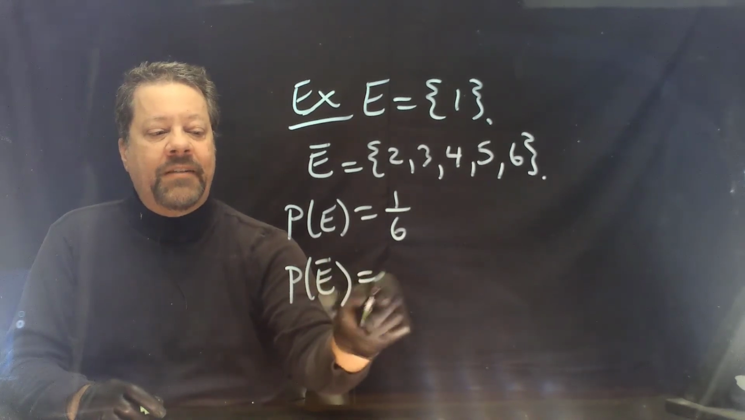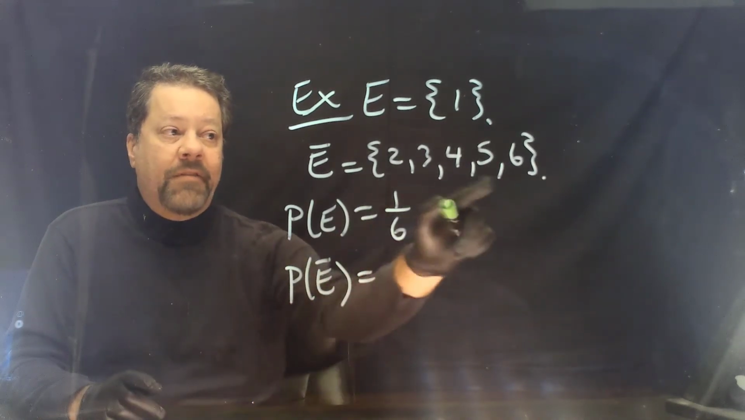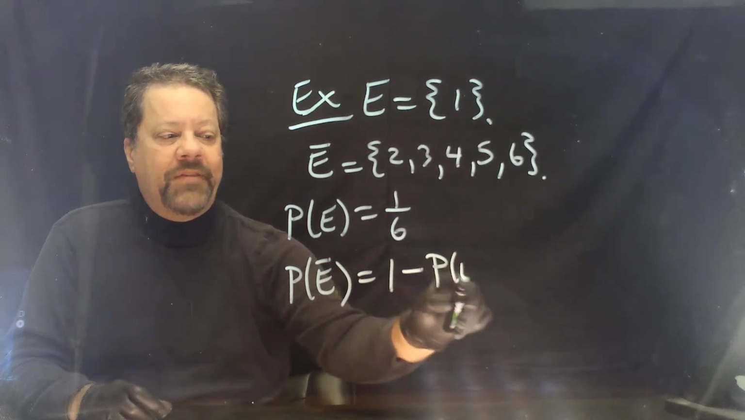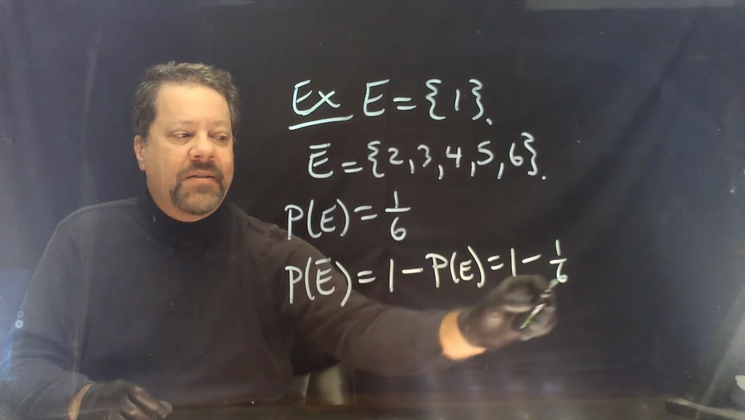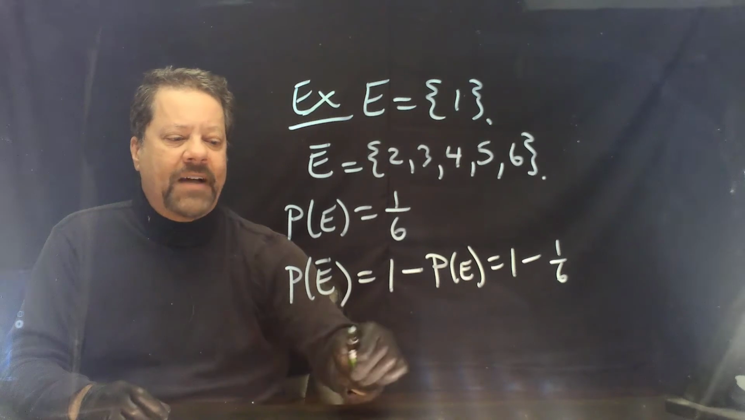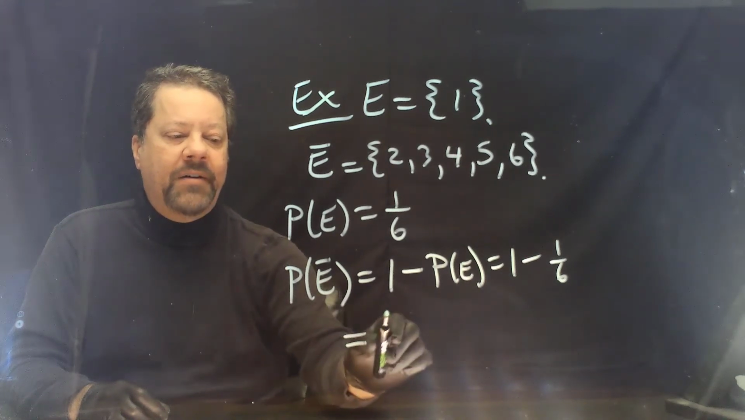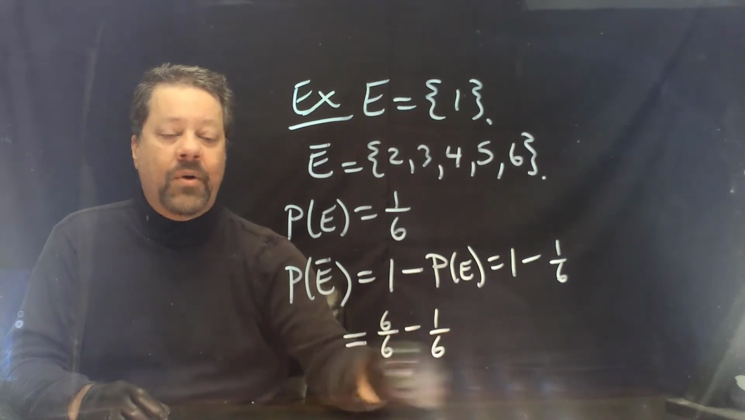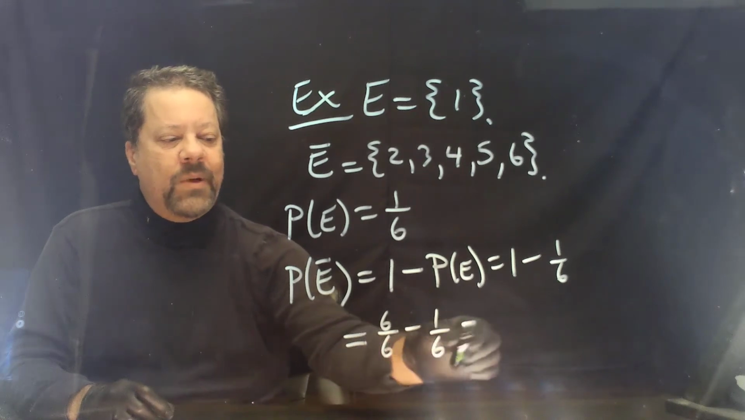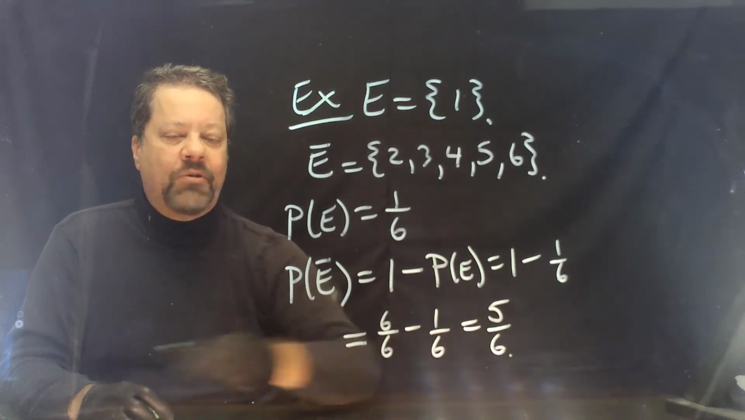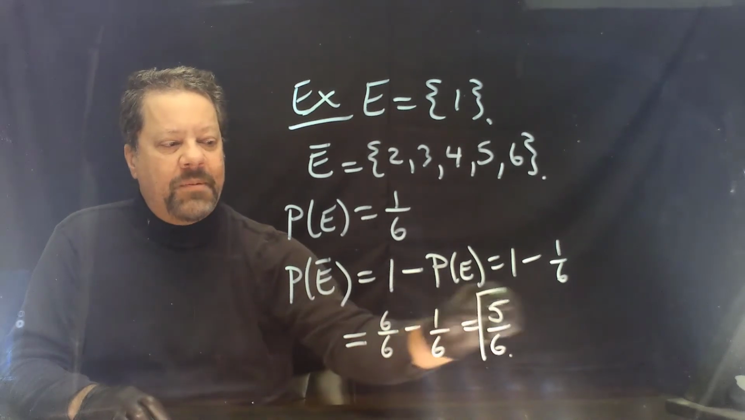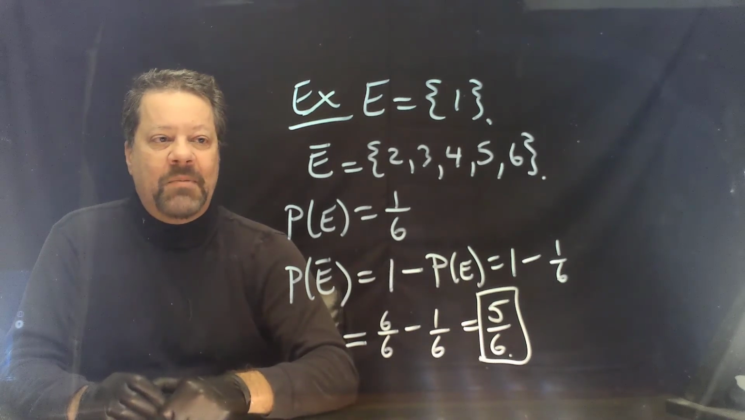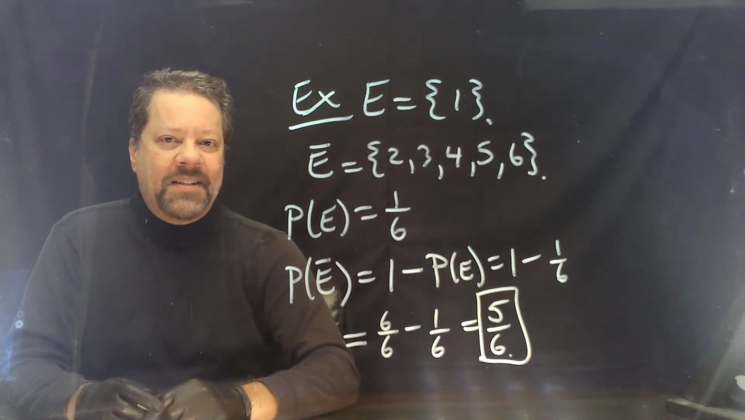What's the probability of E bar? Well, clearly it's going to be 5 out of 6. But we can calculate it this way as well. 1 minus the probability of E, which is 1 minus 1/6. When subtracting fractions, you have to have a common denominator. So you have to multiply 1 by 6 over 6 in order to subtract the fractions. 6 minus 1 is now 5, and the 6 will remain the same. So the probability can be calculated this way as well, besides just observing there are 5 elements in the complement of E and 6 elements in the sample space.